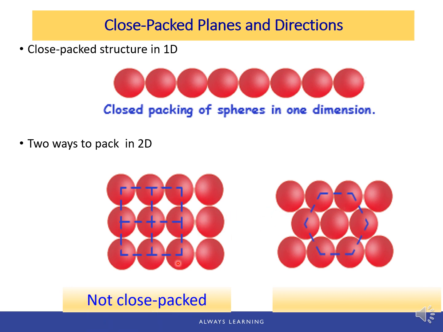The left one is not close packed, we have bigger voids. We can pack it more efficiently by using the second method. And this is the most efficient way we can pack all the atoms, or all the balls, spheres, in 2D. And this is the close packed in 2D.